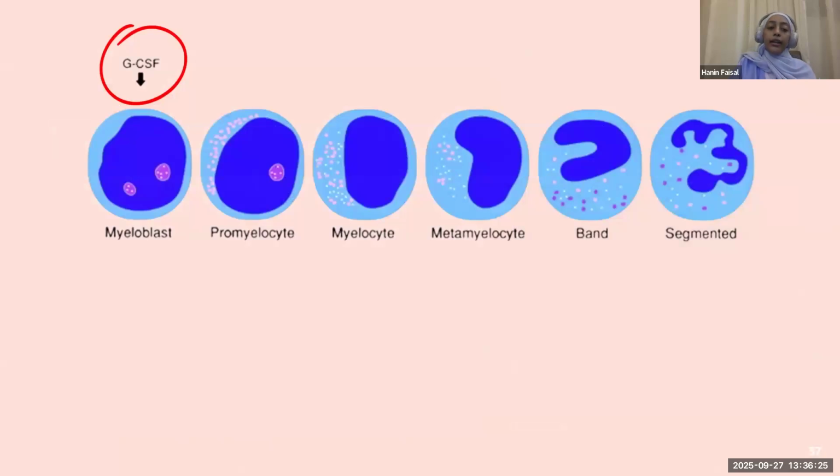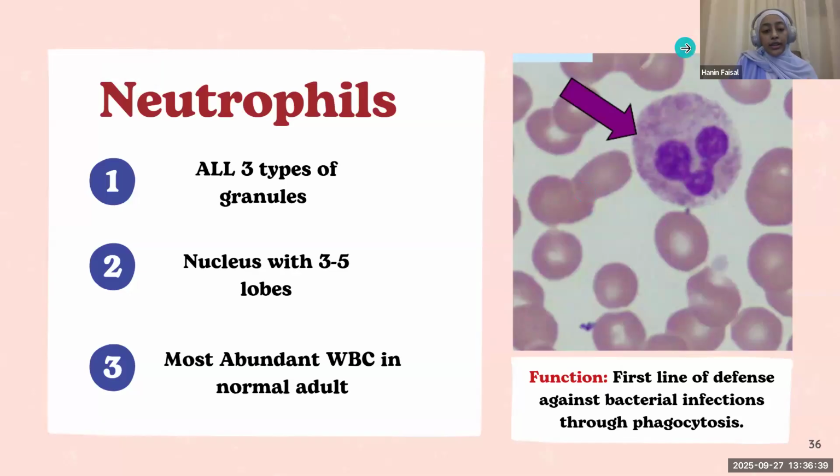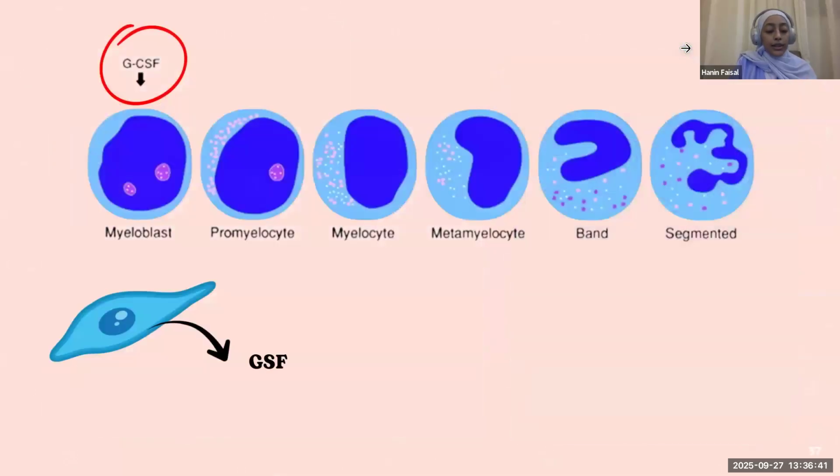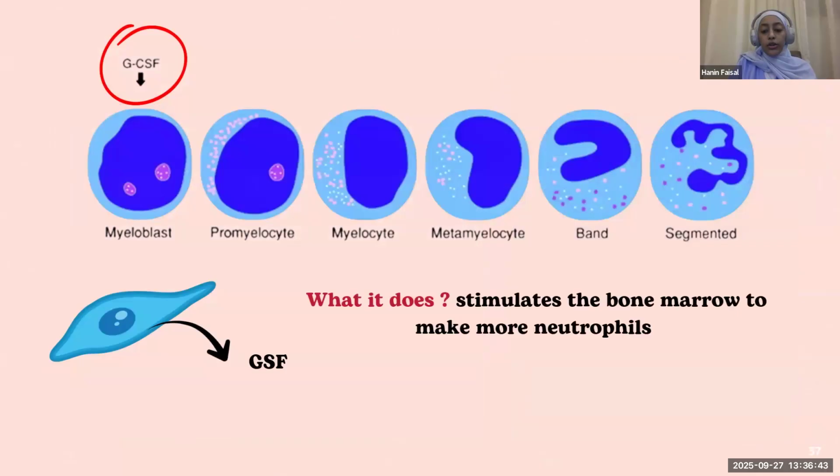Now, we have to know, again, as we said for the erythrocyte part, that erythropoietin is the one that's going to act. Now, what hormone or what growth factor is going to act on the myeloblast to give me the neutrophil? This is the GCSF. This GCSF is basically going to be released from the stroma cells. And what does it do? It will stimulate the bone marrow to make more neutrophils.